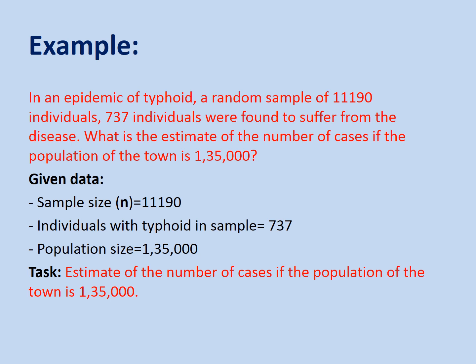So the given data is: sample size n is equal to 11,190. The persons affected with typhoid in the sample is 737, and the total population is 1,35,000. So let's estimate the number of cases with typhoid in the whole population.